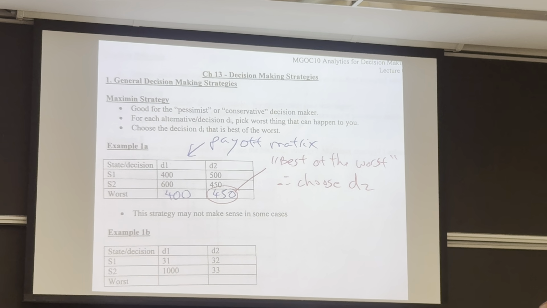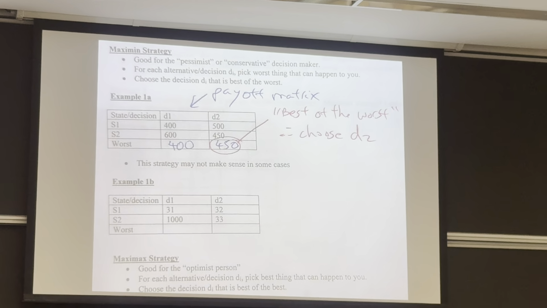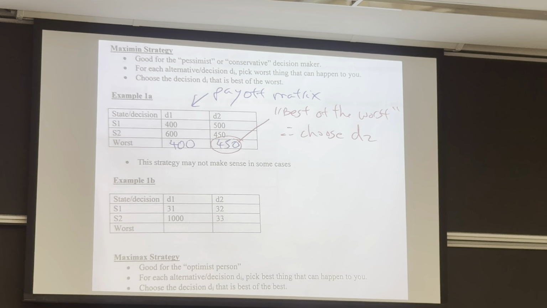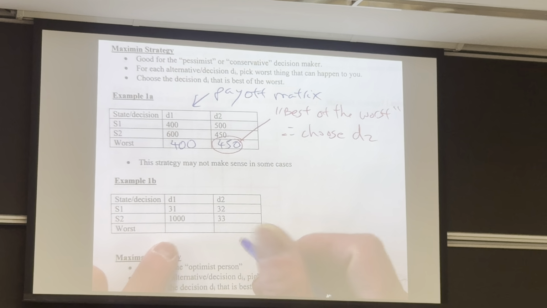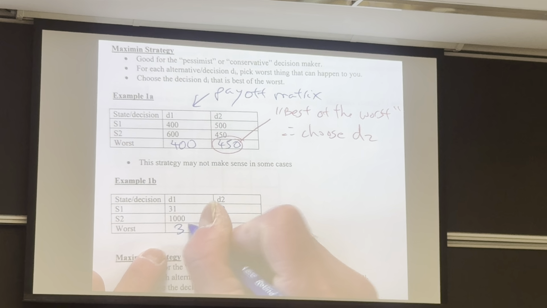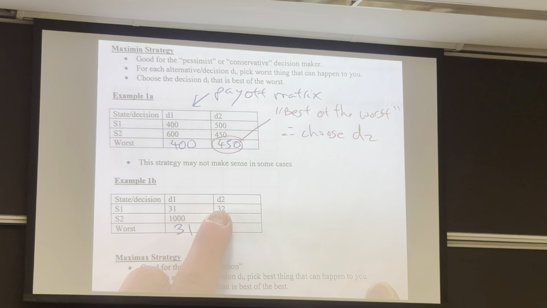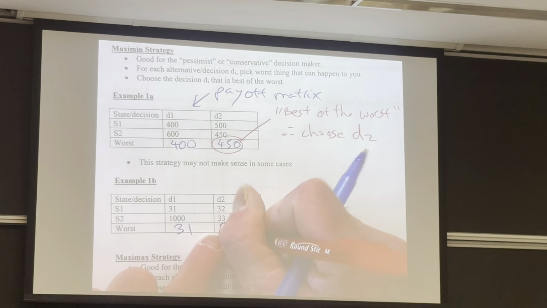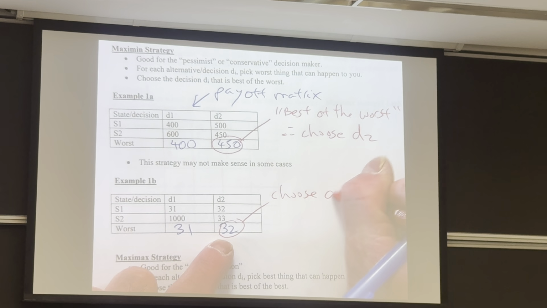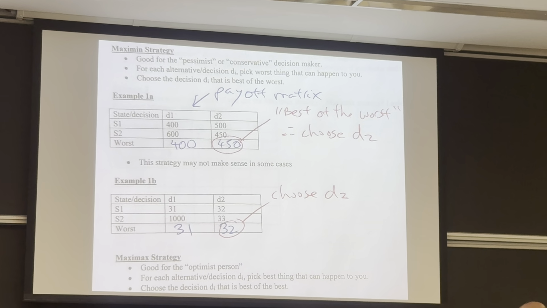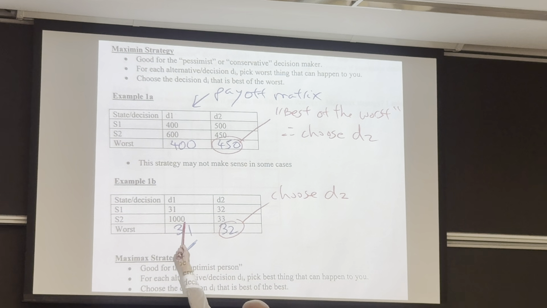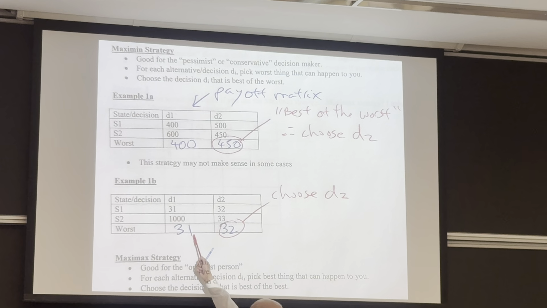However, this strategy may not make sense in some cases. Here we have another set of data. If you choose D1, the worst thing that can happen to you is you end up with 31. If you choose D2, the worst thing that can happen to you is you get 32. And so you would choose D2. However, that totally doesn't make sense, right? You have an opportunity to earn $1,000 there, and you're giving it up for literally a $1 difference.